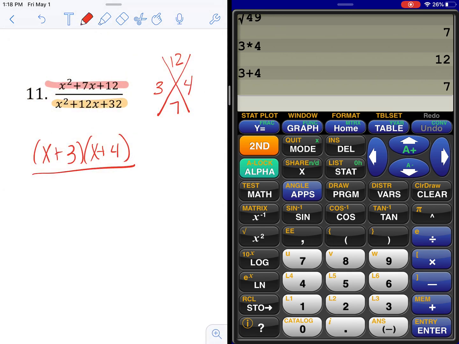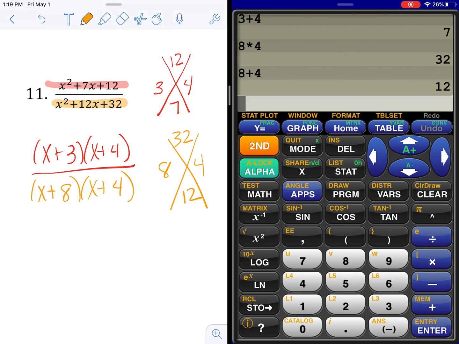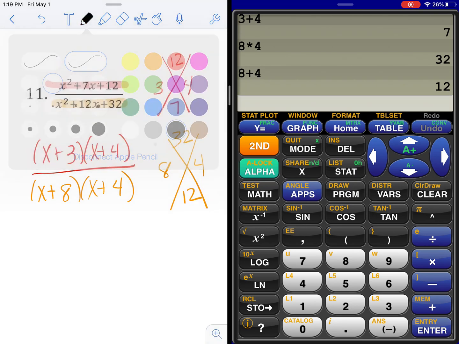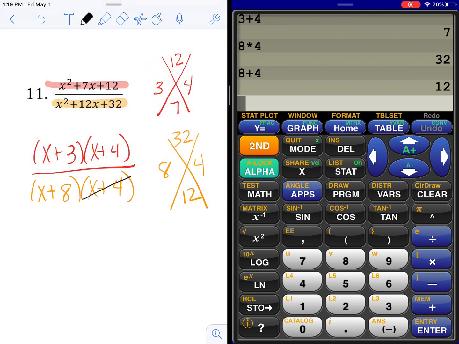Then go ahead and look at the bottom there. So factors of your 32 that add up to your 12 would be 8 and 3. So let's, 8 and not 3, 8 and 4. 8 times 4 is 32. 8 plus 4 is 12. So you get x plus 8 and x plus 4. All right. Next step is to see if we can cancel anything. We can cancel those x plus 4s. So your final answer is x plus 3 over x plus 8.